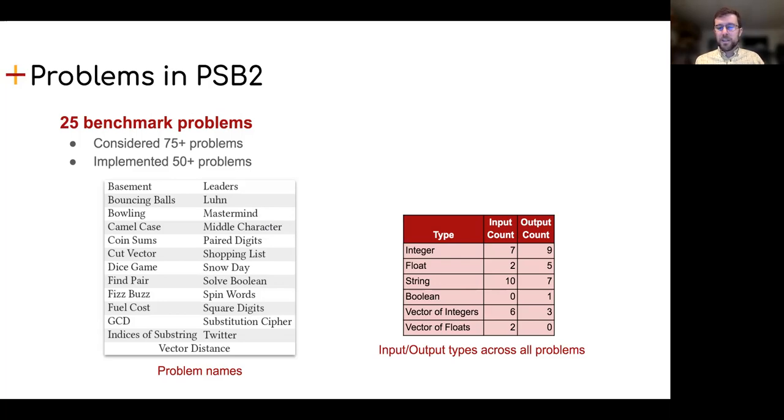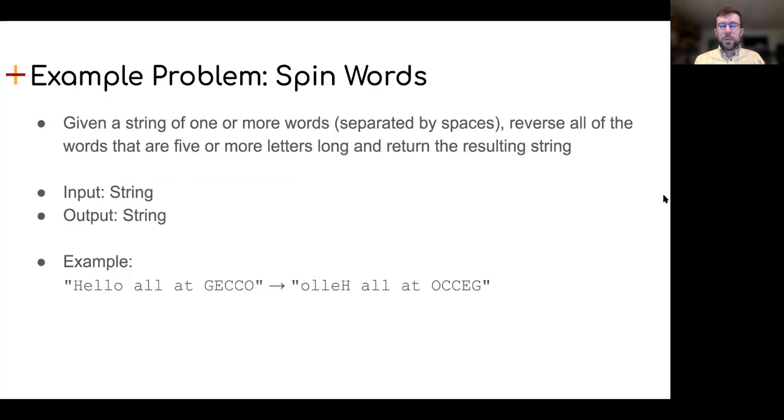Now, over to the right here, I have a table of the input and output types across all problems in PSB2. And so you can see that for at least inputs and outputs, we require different problems to use integers, floats, strings, booleans, and then vectors of integers and floats. Some of these problems might use other data types, such as characters, but those never were the input or output types. I want to look at two of these problems in particular to give you an idea of what a few of these problems look like.